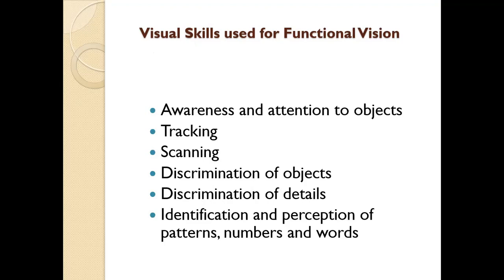The visual skills used for functional vision are awareness and attention to objects. It is not just the reading of Snellen's lines, but tracking, scanning, discrimination of objects, discrimination of details of the object, and identifying and perception of patterns, words, and numbers.